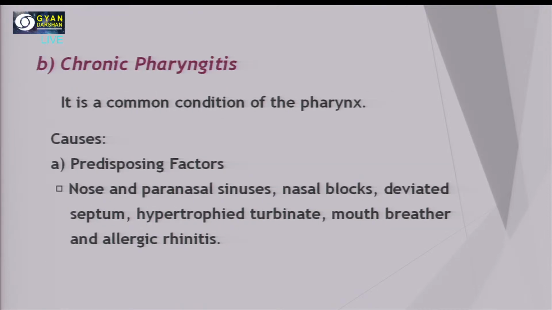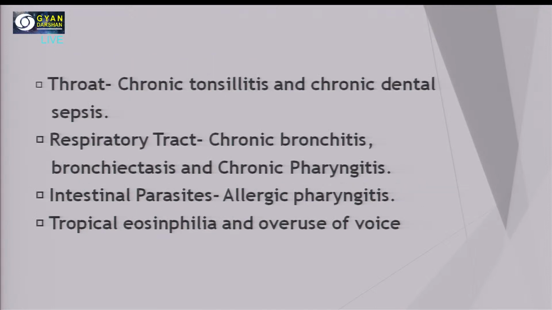Then what is chronic pharyngitis? It is a common condition of the pharynx, and recurrent attacks of acute pharyngitis can lead to chronic pharyngitis. What are the causes? The risk factors are when the nose and paranasal sinuses get blocked, there is a deviated nasal septum, a hypertrophied nasal area, mouth breathing, and rhinitis. These can be risk factors for development of chronic pharyngitis.